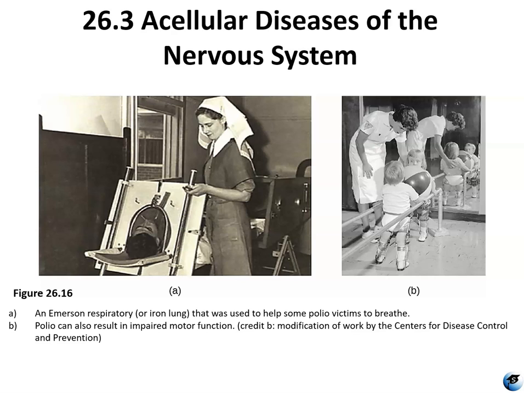Figure 26.16 is showing the Emerson respirator, or iron lung, that's used to help. It used to be used quite widely for polio victims to help them breathe. Poliomyelitis causes destruction of motor nerve cells of the brain and spinal cord. It leads to paralysis, muscle wasting, and failure of normal bone development. On the right here of this figure, it's showing a young child that's undergoing physical therapy, and this was due to the muscle wasting and impaired motor function caused by polio.